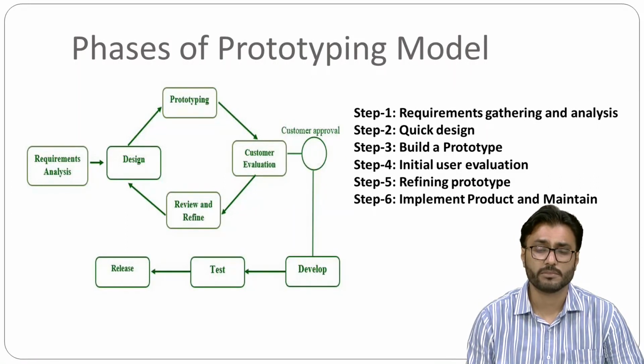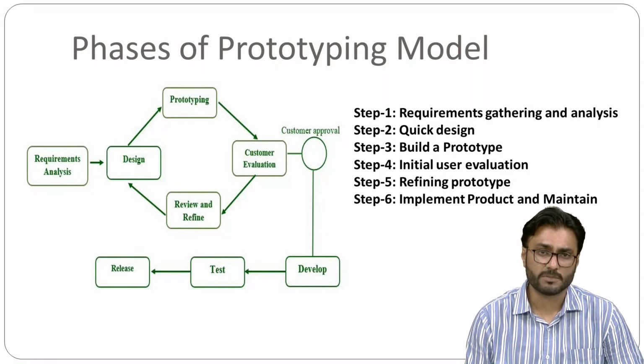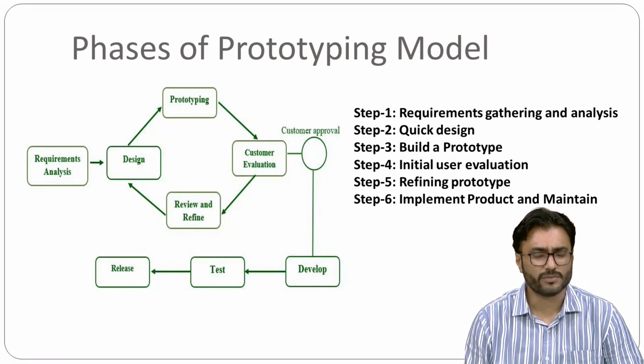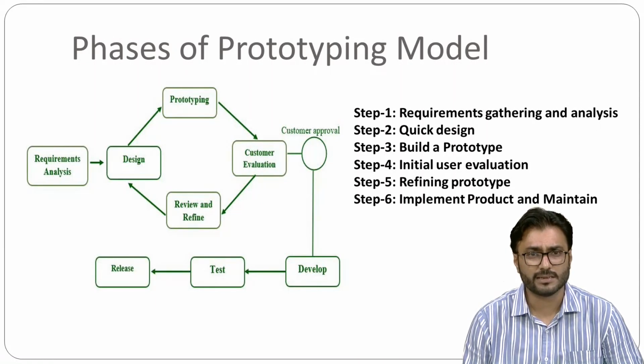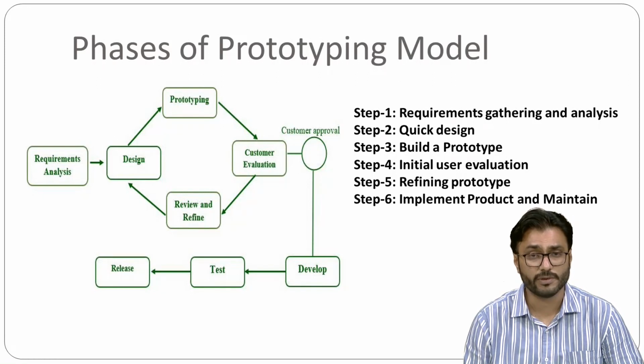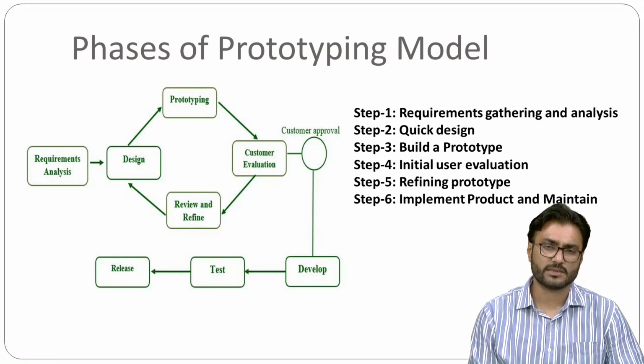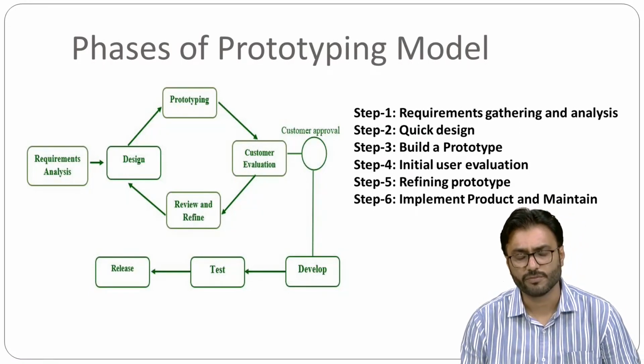In our next slide, you can see the prototyping model phases. You can see the various phases of the prototyping model on your screen right now, and also the various steps. In step one, it's requirements gathering and analysis. In the next step, we have quick design. Then we will go for building a prototype. After it, initial user evaluation. Then refining the prototype, and at last, implement the product and maintain. So now let's understand each step in brief.